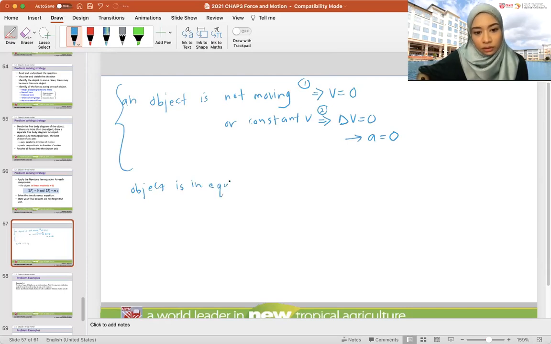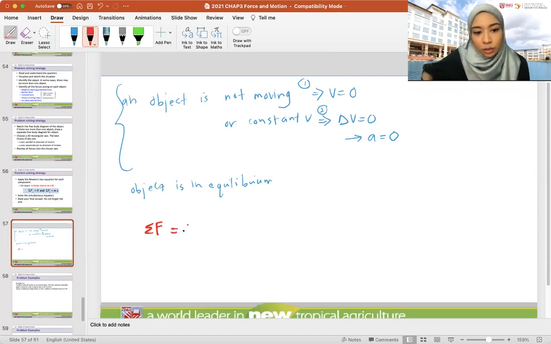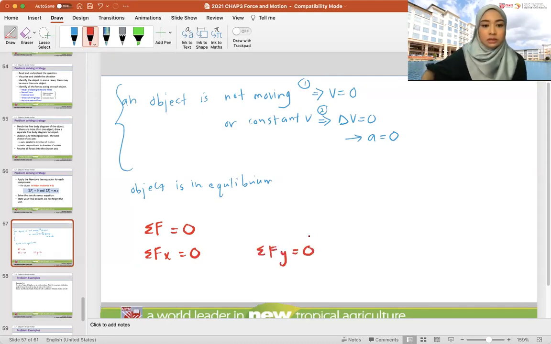So from here, if we want to write an equation, we need to write it like this. Write the condition first. So F net, the zigzag thing is already net. So net of force is equal to 0. This is your condition. Net force in the X is equal to 0. Net force in the Y is equal to 0.